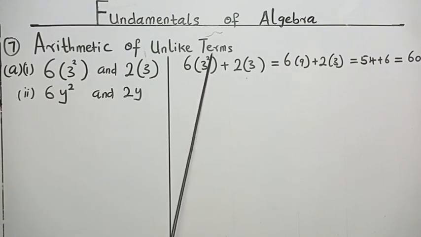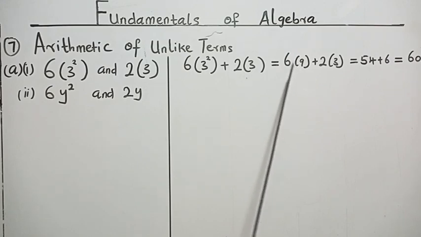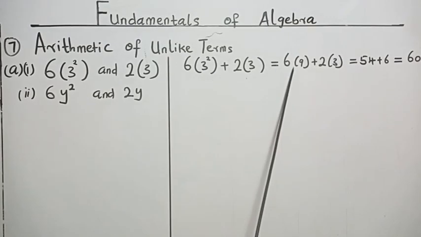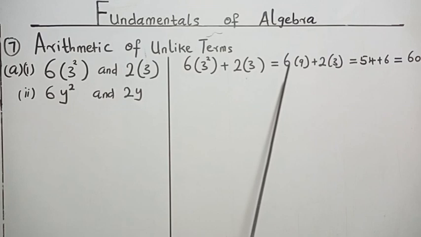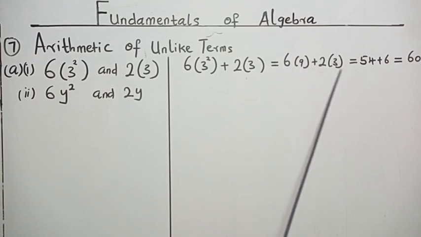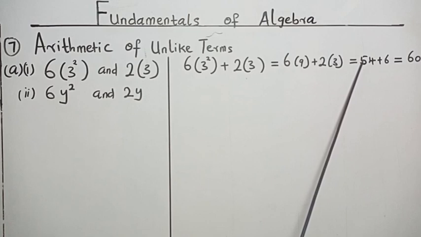Obviously, 3 to the power 2 is the same thing as 9. That is why this has become this. And then this remains the same way, that is 2 bracket 3. Now we make progress. 6 bracket 9 means 6 nines. 6 nines means 6 times 9, and that is equal to 54.